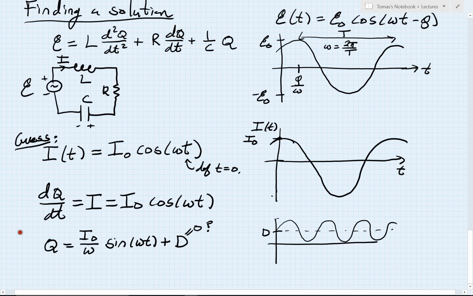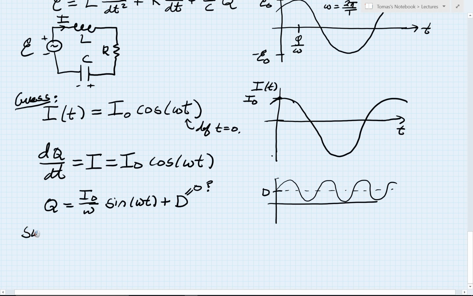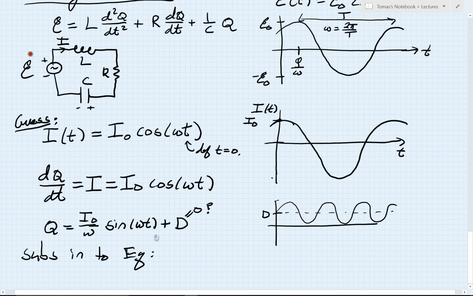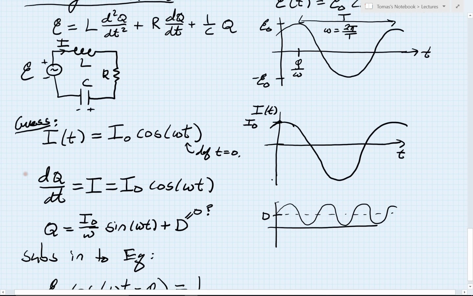So I've got now my charge Q. I would then need to insert into my equation dq dt and d squared q dt squared. But I think we can certainly take these derivatives fairly straightforwardly. So let me substitute all of this into my equation. For E, I have, of course, E naught cosine of omega t minus my phase shift. And that now is supposed to equal L times the second derivative of this function.